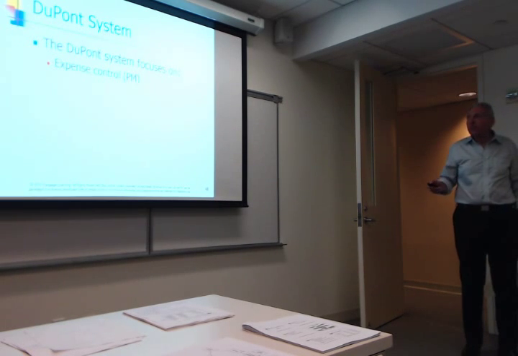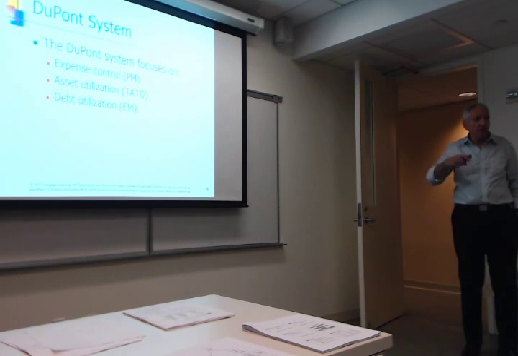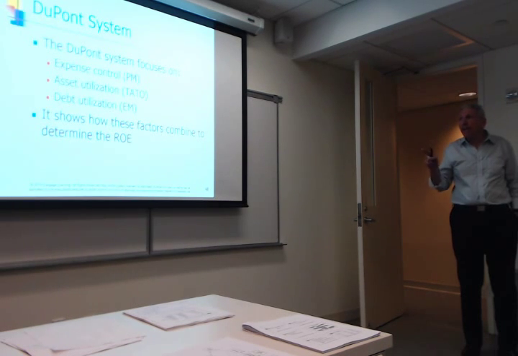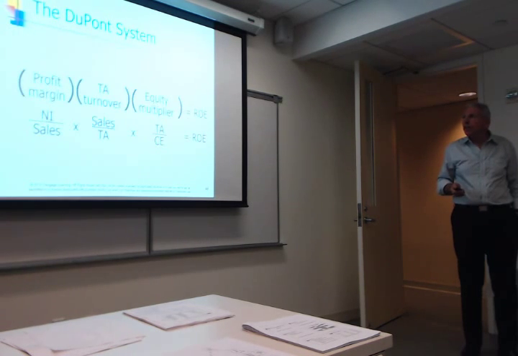Basically, it focuses on expense control, asset utilization, and debt utilization. That's your debt to equity ratio. And it shows how these factors combine to determine ROE, return on equity.